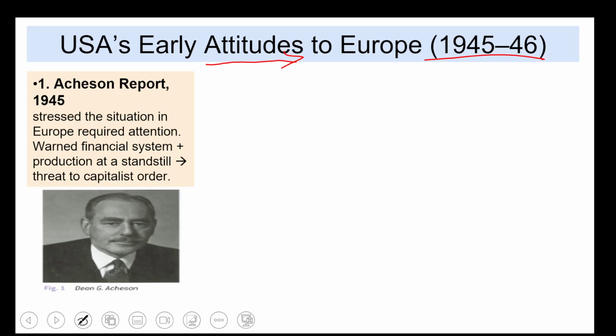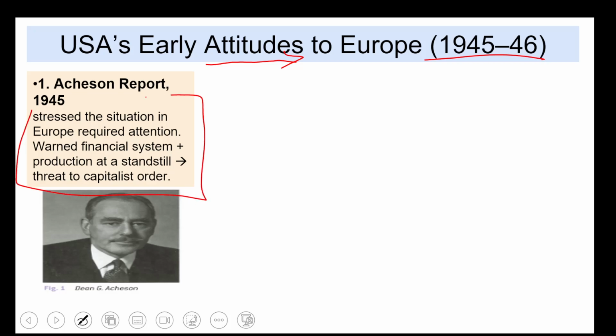And Acheson warned that Europe's production systems and financial infrastructure were still at a complete standstill. He said this wasn't just humanitarian concern, it was actually structural, because if European capitalism collapsed, it would threaten the global economic order, including the US economy. And it's kind of the first big shift in this story, because Europe stops being this distant theatre of politics, really, and becomes essential for American economic survival. And this is the emergence of strategic planning from the start.